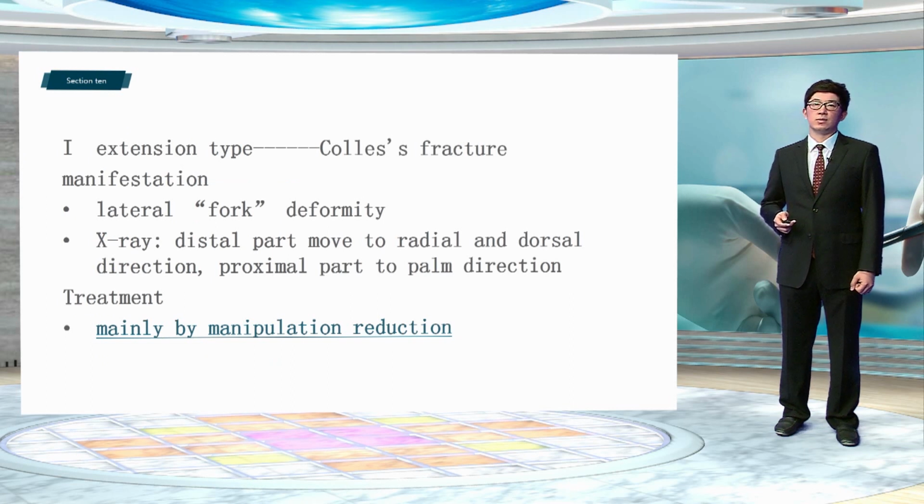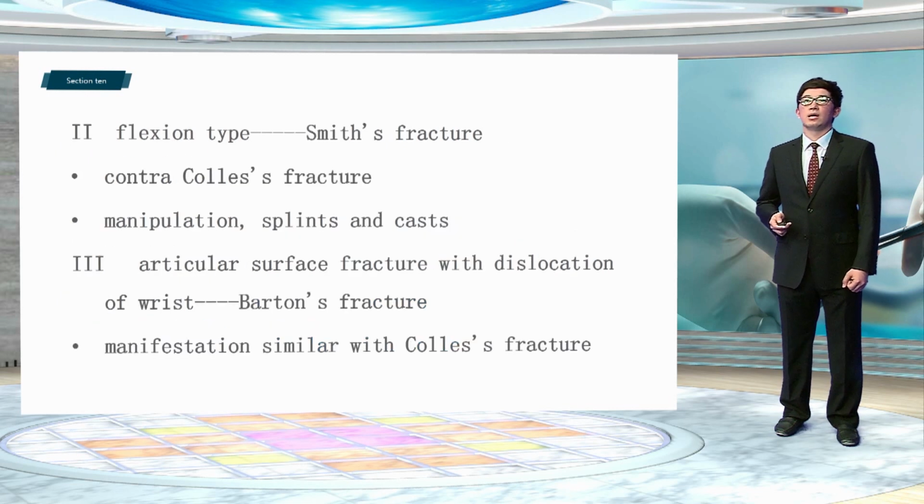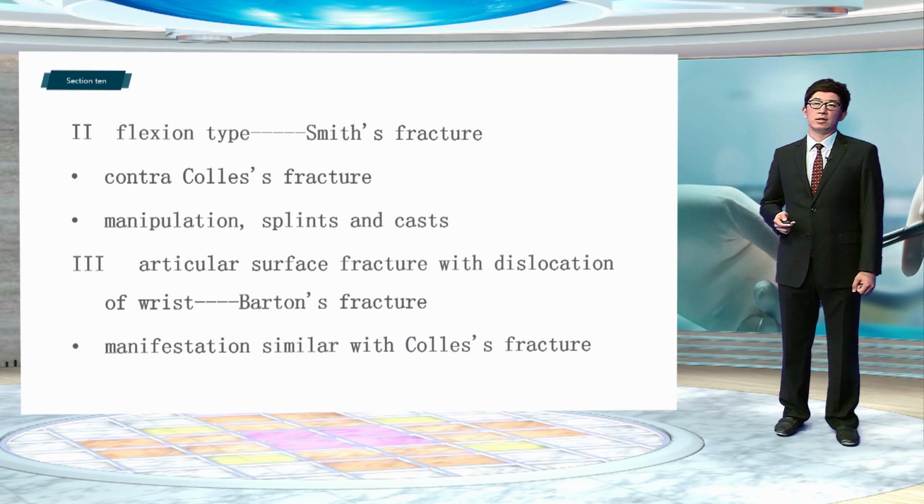For the manifestation, we can see in the lateral position a fork deformity. The X-ray shows the distal part moves to the radial and dorsal direction, and the proximal part to the palm direction. For treatment, we mainly use manipulation reduction. The second is the flexion type. It is Smith fracture, which is contrary to Colles fracture. We do manipulation, and we use splints and casts.